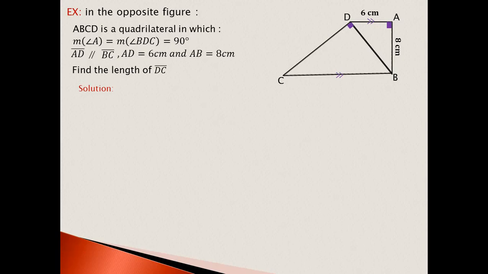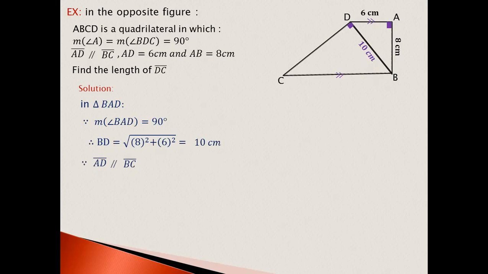What should I do? At the first, in the right angle triangle BAD, BD is a missing side. Actually, it is the hypotenuse of the right angle triangle. And we can find it by using the Pythagoras theorem. So since measure of angle BAD equals 90 degrees, BD is going to be square root of 8 power 2 plus 6 power 2 equals 10 centimeter. So now the hypotenuse BD of the right angle triangle BAD equals 10 centimeter.